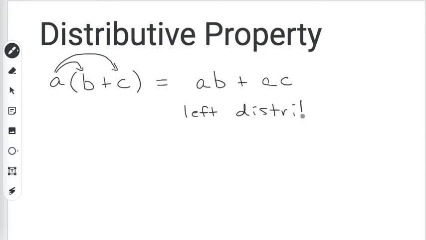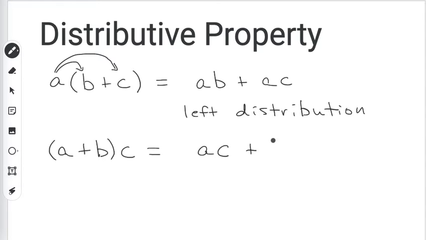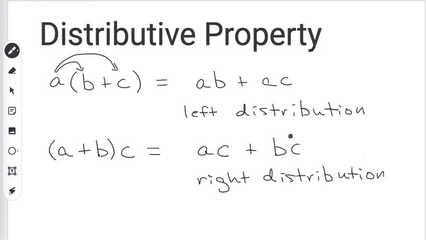Left distribution works and right distribution works. Right distribution would be something like A plus B, but then I would have C on the outside. So we would multiply what's on the inside by what's on the outside. You would get AC plus BC. And since C is on the right side, this is called right distribution. So there is left and right types of distribution.